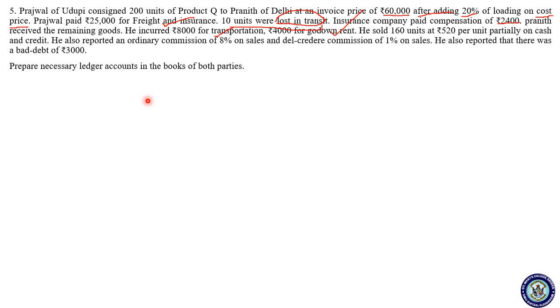If there is abnormal loss, the first thing you have to do is calculate the abnormal loss value, as well as the value of closing stock, that is also known as consignment stock. But in this problem, they have given the invoice price and they have not given the cost price, so you have to calculate cost price first. Okay, so write calculation of cost per unit. We want cost per unit.